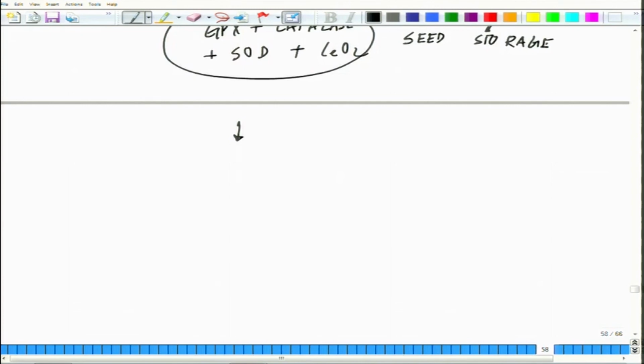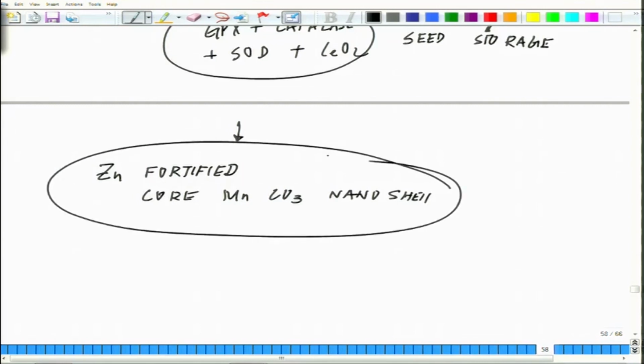Cu2O, similarly Fe2O3, is tried on spinach in hydroponics. It increased plant biomass, root and shoot. Similarly, zinc fortified core manganese carbonate nanoshell tried on rice in soil increased grain yield. It is a pretty complex one though. You have zinc fortified, because zinc is used to fight against zinc deficiency, zinc fortified core and manganese carbonate nanoshell. So, it is a pretty complex synthesis process which is directly applied to the soil. It increased the grain yield.